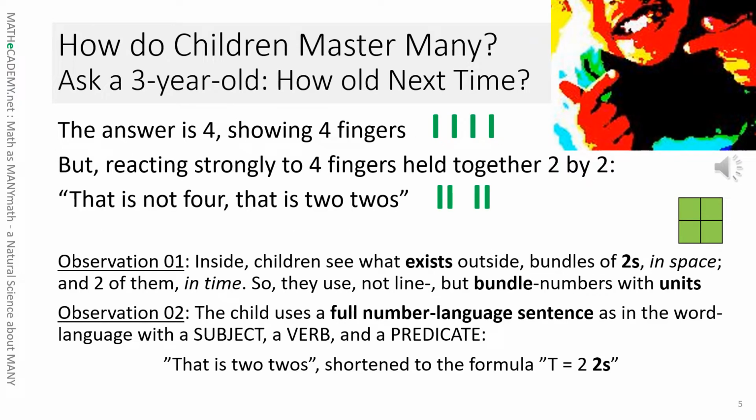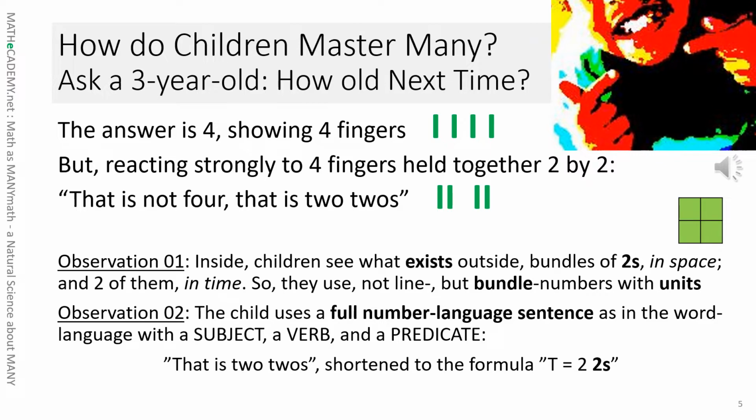We ask a 3-year-old, how old next time? The answer is 4, showing 4 fingers. But the child reacts strongly to 4 fingers held together, 2 by 2. That is not 4, that is 2 twos. Observation 1. Inside, children see what exists outside, bundles of twos, in space, and 2 of them, in time. So children use, not line numbers, without units, but bundle numbers, with units.